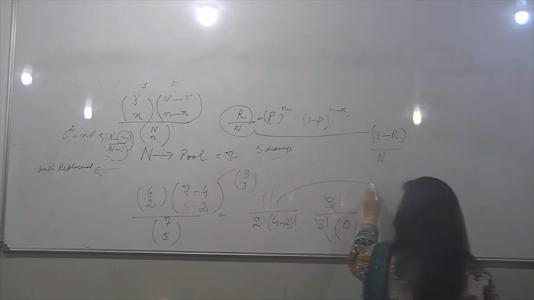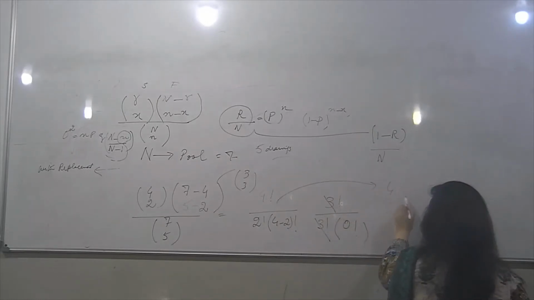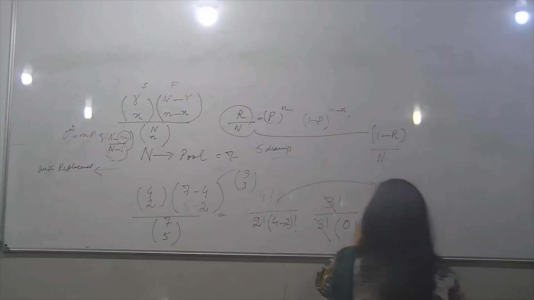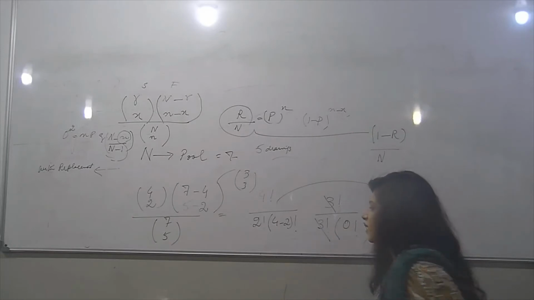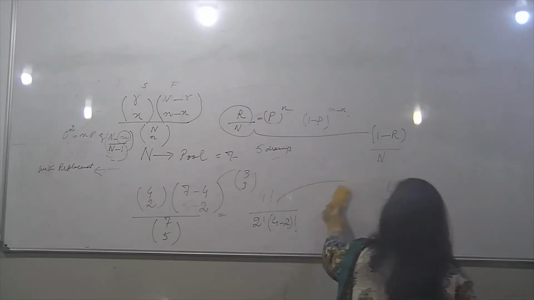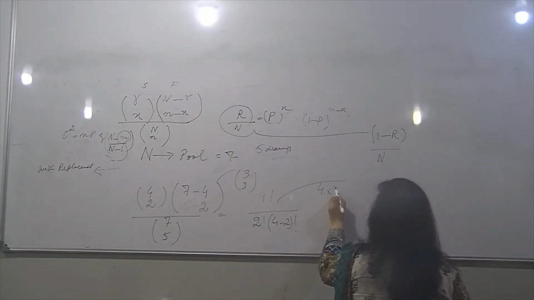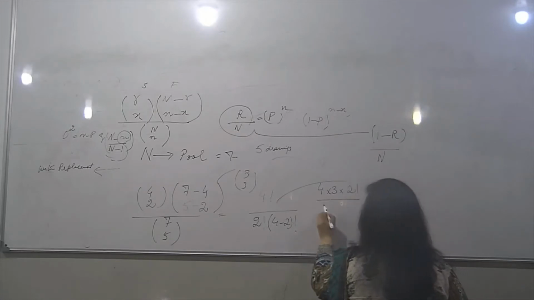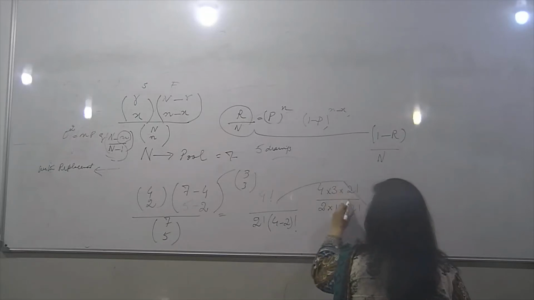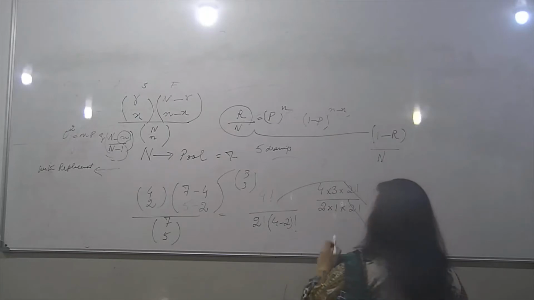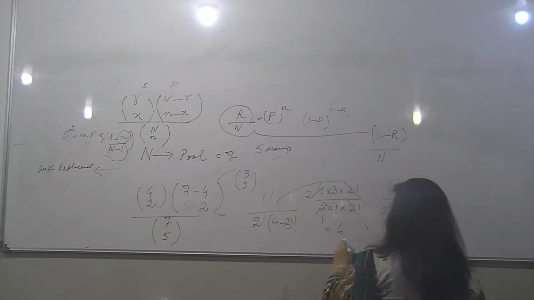So for this, how are you supposed to open it? It is 4 factorial over 2 factorial into 2 factorial. So it is 4 into 3 into 2 factorial by 2 into 1 into 2 factorial. This would be cancelled, 2 by 2, and 2 into 1 and 4 by 3 will be cancelled, so usually it's going to be 6. Now that is just the numerator part. We will also need to find the denominator.